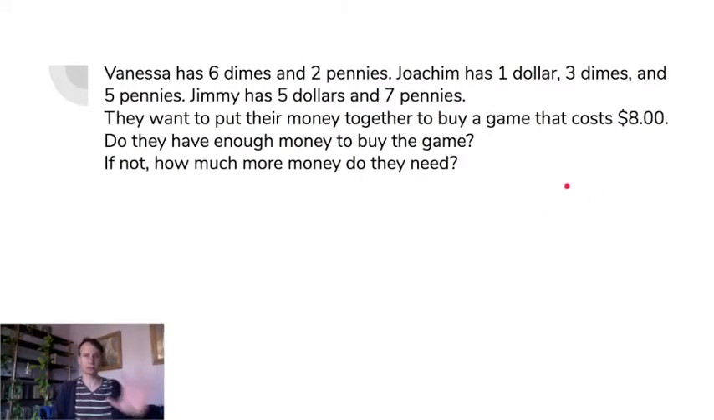All right, we can see this one's longer. So we know we're probably looking at a 2-stepper here, right? Vanessa, God bless her heart, has 6 dimes and 2 pennies. Good job saving up there, Vanessa. Joaquim has $1, 3 dimes, and 5 pennies. Nice. Jimmy's been working hard, has $5 and 7 pennies. They want to put their money together to buy a game.